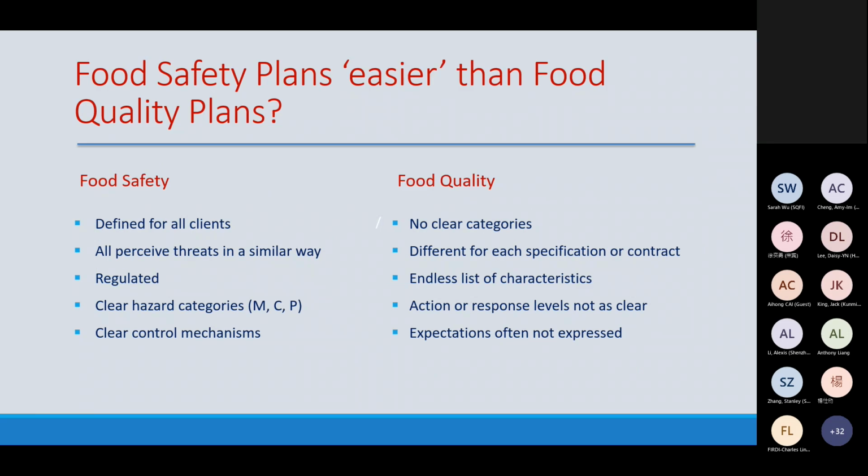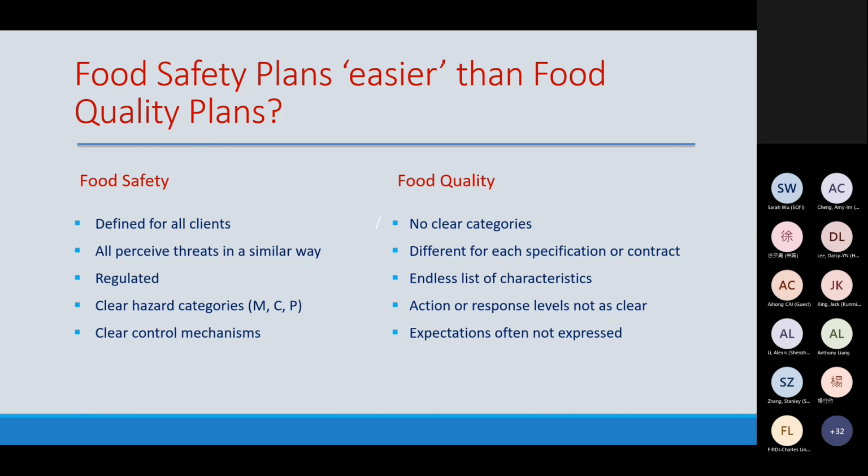So there's also the argument that food safety plans are very often easier than food quality plans, because HACCP for food safety is generally well defined. We've been doing it for years. It's defined for all clients. There are always clear categories into microbiological, chemical, and physical. There are very often clear control mechanisms. And in some cases, it's actually regulated as well.